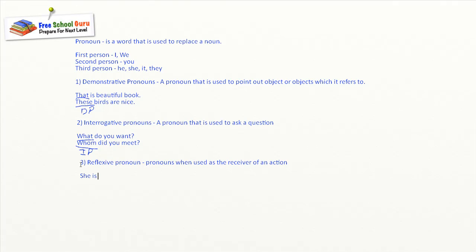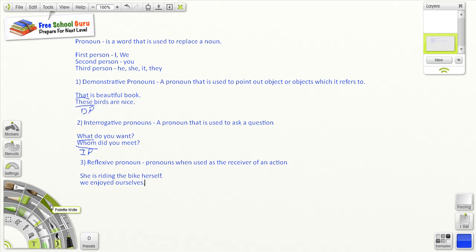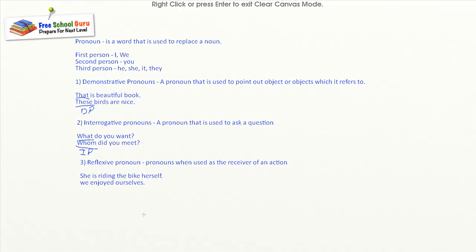She is riding the bike herself. We enjoyed ourselves. So I'm sure now you can recognize the reflexive pronouns in this sentence. So she is riding the bike herself. So she is a pronoun, but then the action is riding the bike and she's doing it herself. So herself becomes your reflexive pronoun.